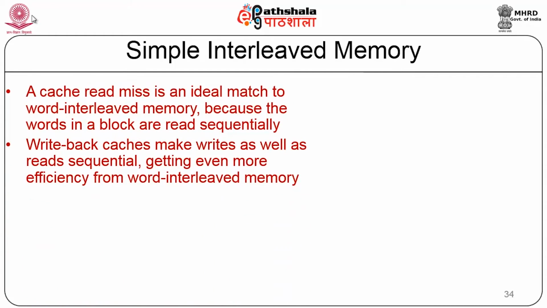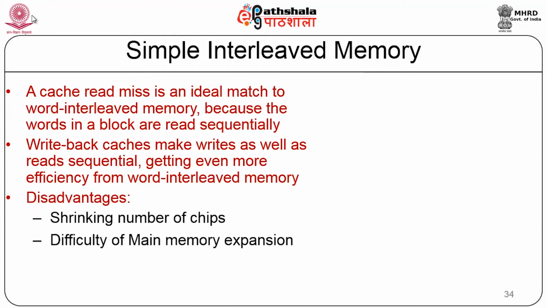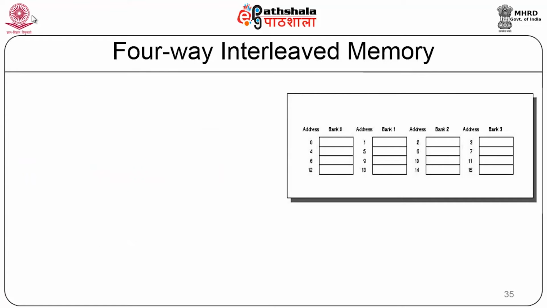A cache read miss is an ideal match to word interleaved memory because the words in a block are read sequentially there. And write back caches make writes as well as reads sequential, getting even more efficiency from the word interleaved memory. Of course, the disadvantages are that, because of the shrinking number of chips, you really can't interleave it too much, and the difficulty of main memory expansion.